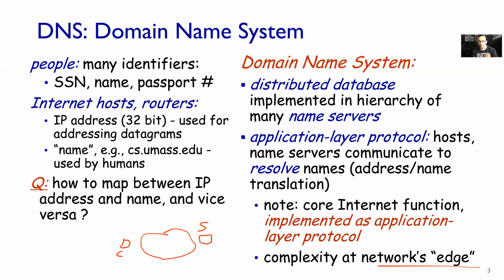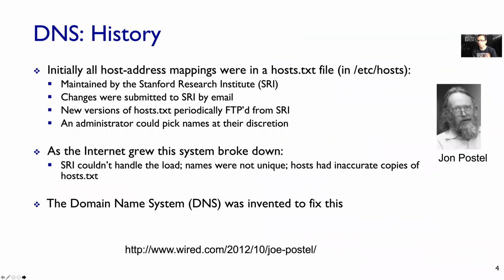Okay, so yeah, the complexity is actually implemented at the edge. This is actually a very clever way to do things, because if this mapping was done in the core, it would look very different and we would have all sorts of problems. So a bit of history here.